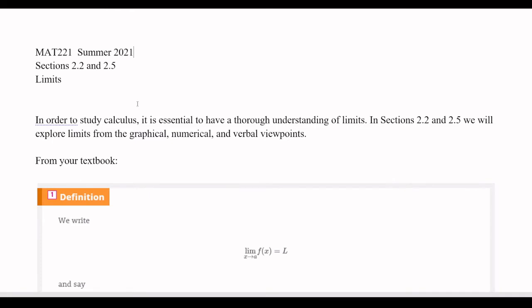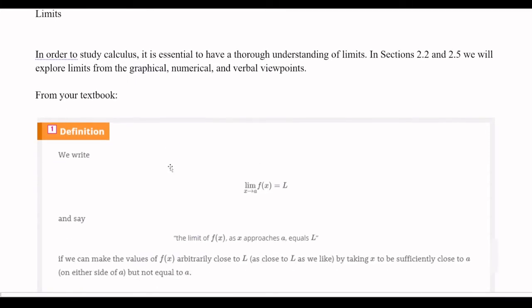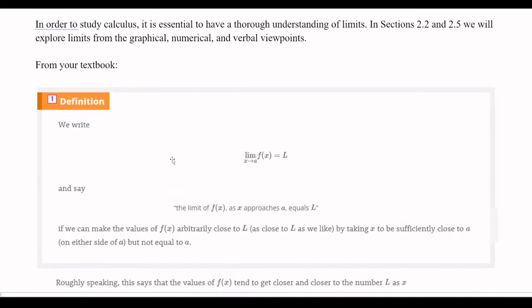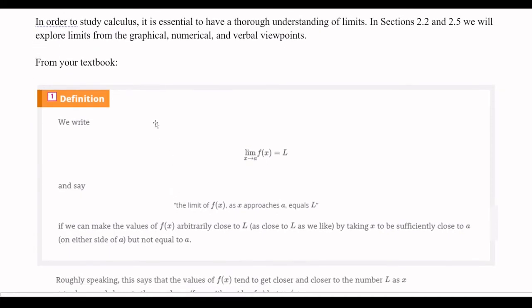So from the textbook, and again, you should be reading through this section, I'm just pulling out some specific things. From the textbook, we have this definition. It says we write, and then we have some fancy notation here. The limit of f of x as x approaches a is equal to L. So I'm pointing to each piece as I read it, and you can see that sentence here I just read.